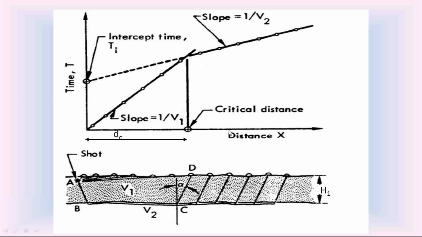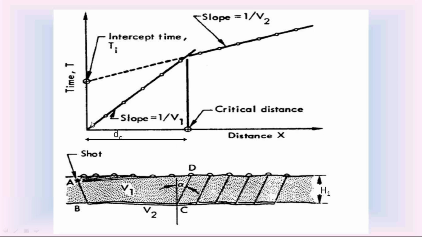By taking the distance of the geophone on the x-axis, the time of receiving the seismic wave by the geophone on the y-axis. So on the y-axis, we noted this time of receiving the seismic wave by the geophone from the seismograph. Just now I explained, from the seismograph we noted this time. So that time is taken on the y-axis. The distance of the geophone from the source is taken on the x-axis.